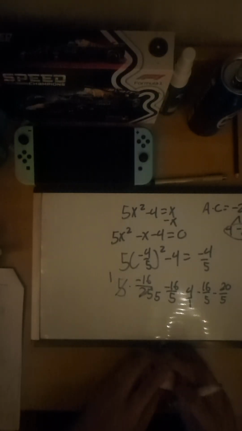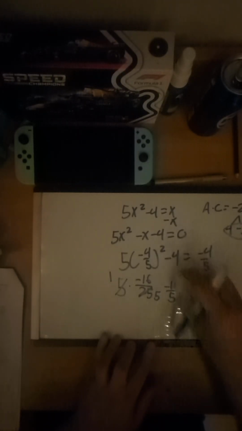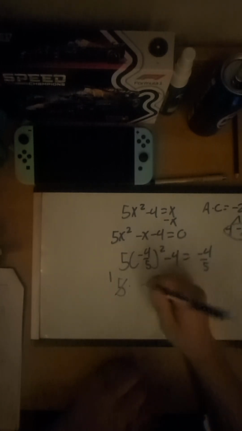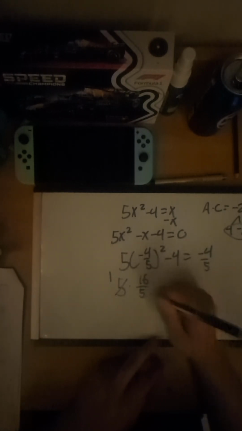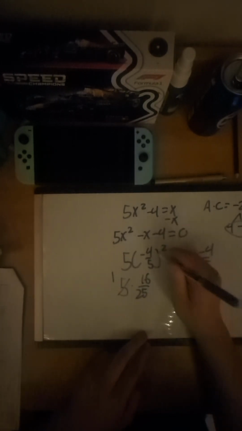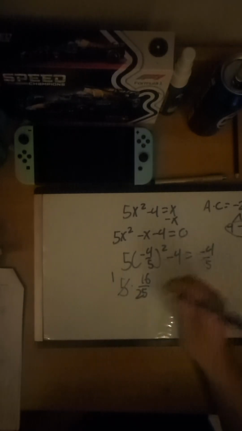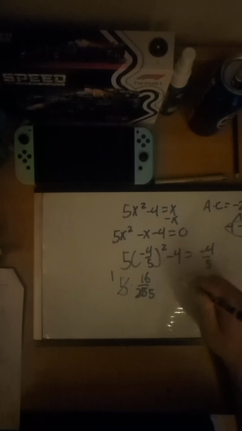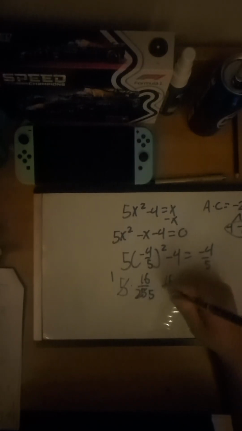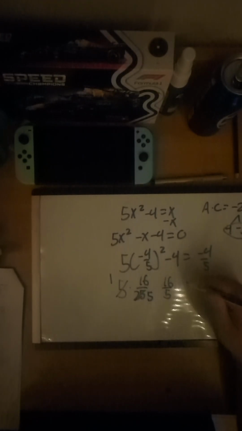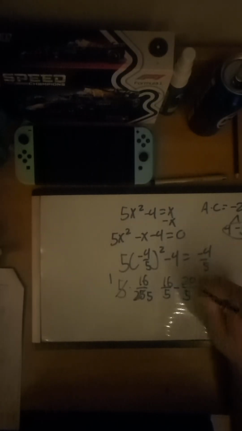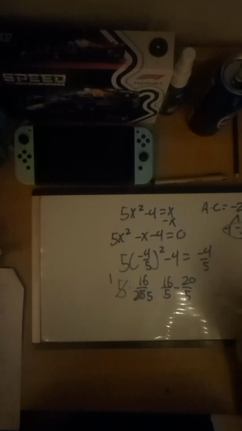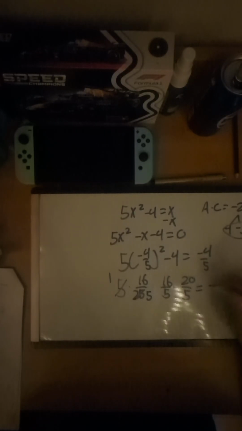Wait, oh, my apologies. I made a mistake. This should actually be positive 16 over 25, as this affects both the negative, so it's actually a positive. My apologies. But like I said, following the same principle still. It's a little late, so you have to forgive me. Like I said, it'll be 16 over 5, positive this time, minus 20 over 5, because we're making the denominators alike. And then this would give you negative 4 over 5.